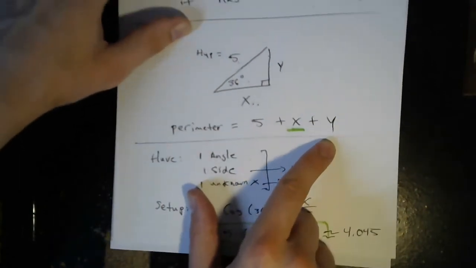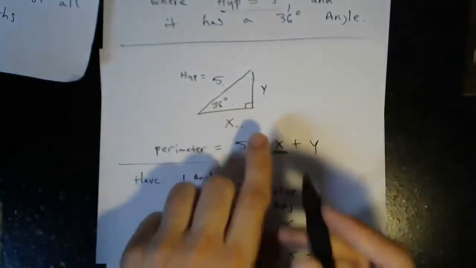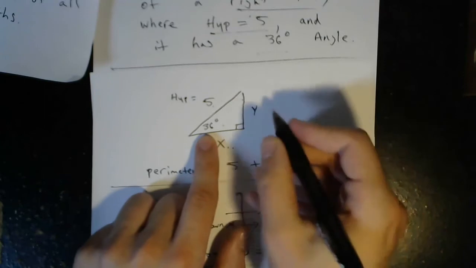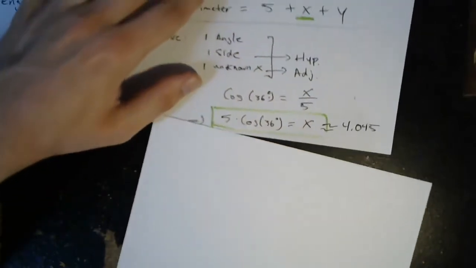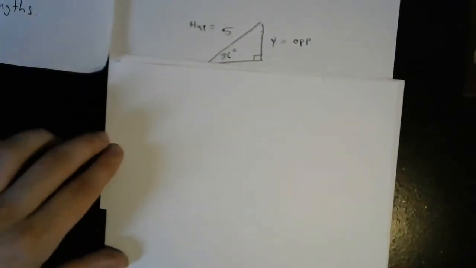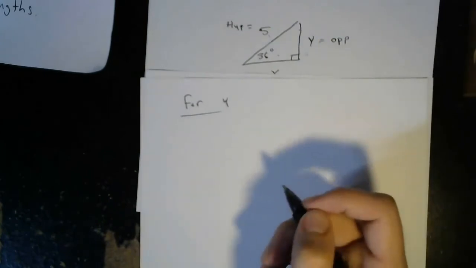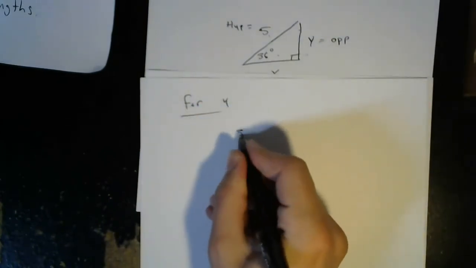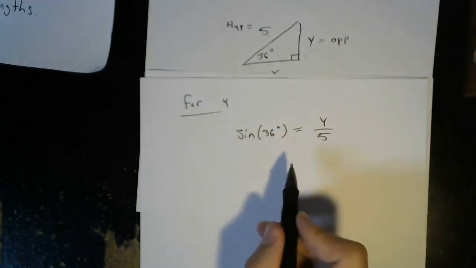We still need Y. So Y, of course, we can do a similar thing. Y relative to 36 is the opposite side. And so we want to set up a trig equation, right? Except in this case, it's now opposite and hypotenuse. So for Y, our setup has to be opposite over hypotenuse. That would be sine. Sine of 36 degrees is equal to Y over 5.